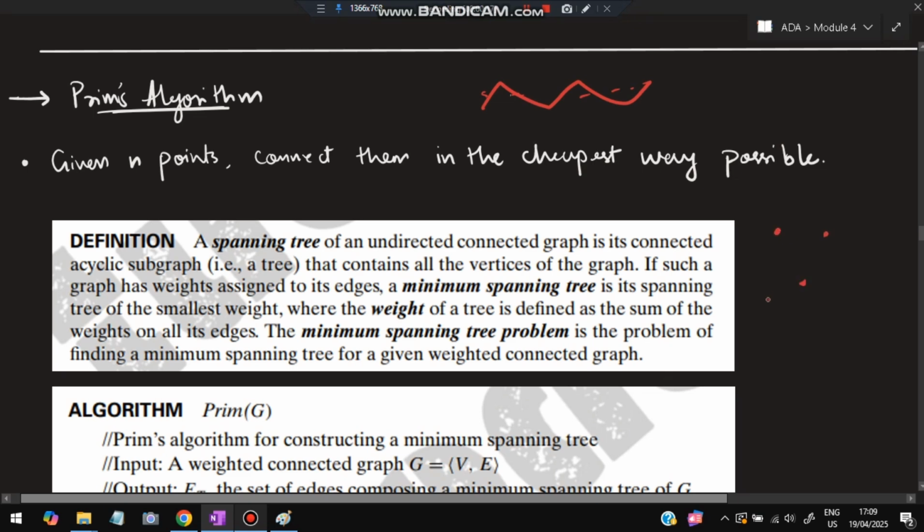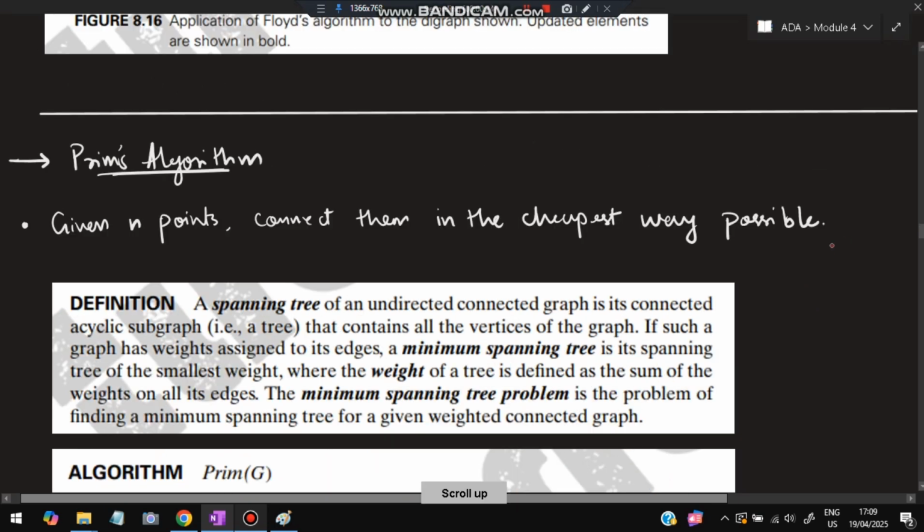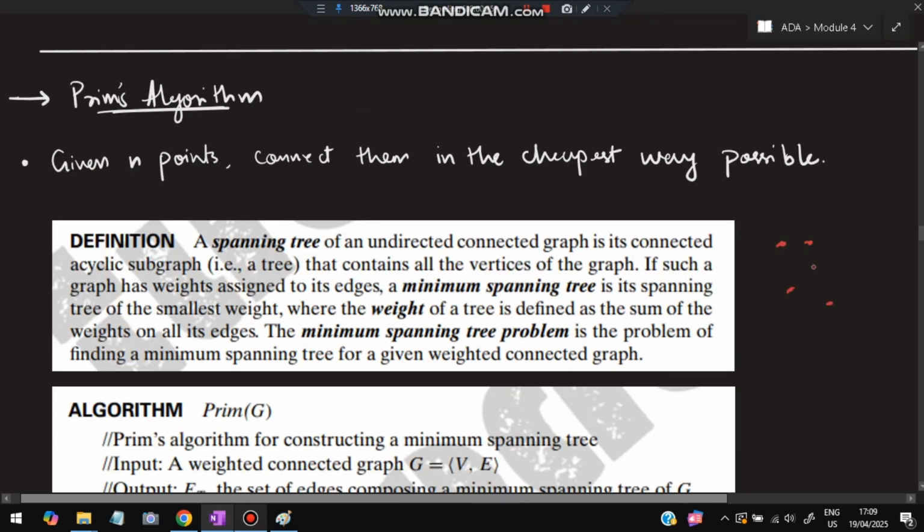Suppose I have 4 points, and how can I connect them? I can connect in many ways, like this, like this, like this. But I have to select only the way such that if I connect it in this way, it will be cheapest, or if I connect it in that way, it will be cheapest. Like that, I have to see which connection will make it cheapest. So that is called Prim's algorithm.